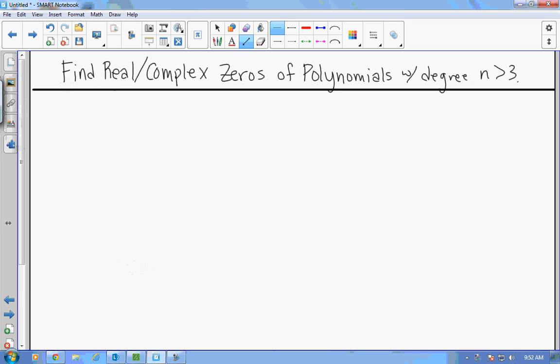Okay, the title says find real or complex zeros of polynomials with degree n greater than 3. Because if n equals 2, if the degree is a 2, it's a quadratic, and we know how to find the roots of quadratics. If it's a third degree, we just use factoring by grouping, and we can do that too. But when it becomes a larger degree, it gets a little more complicated.